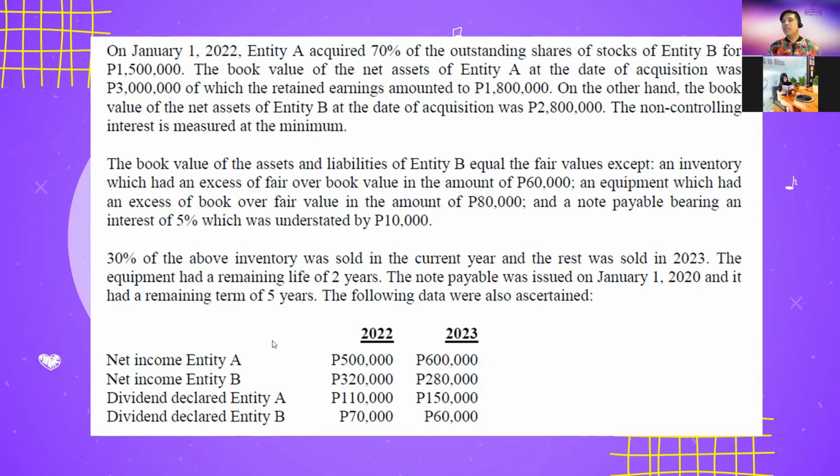Okay? So net income of entity A, 500,000, 600,000 for 2022 and 2023 respectively. Also the net income of entity B. So ito meaning, ito yung mga separate net income nila in their own books. Dividend declared by entity A and dividend declared by entity B. So yan. Parang ang daming data, no? Ang daming information. Isa-isahin natin yan. Let's have discussion problem 1.